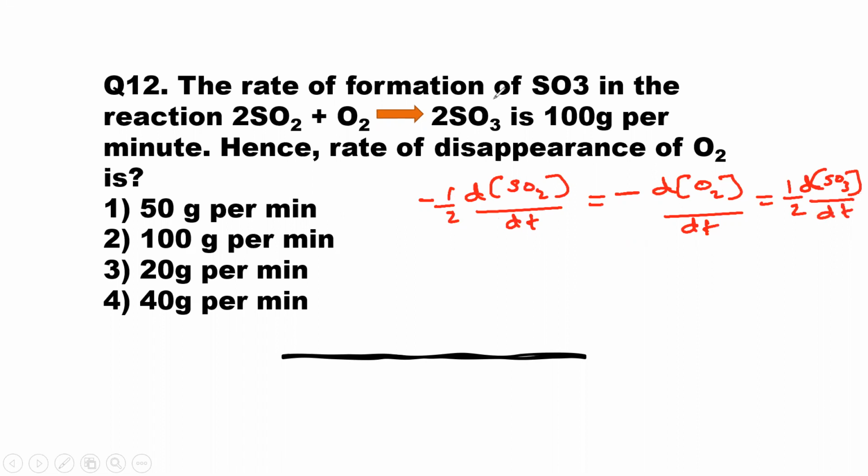Now they are asking, the rate of formation of sulfur trioxide in the reaction is 100 grams per minute. So 100 grams per minute. Hence the rate of disappearance of oxygen is? Since they have given mass here, very, very important, they have not given concentration, they have given mass. And in these two, what is the relation?